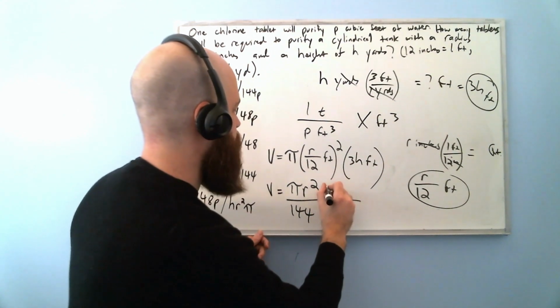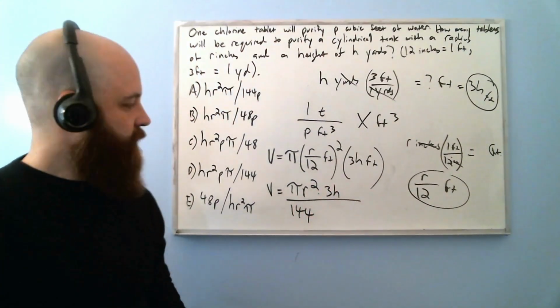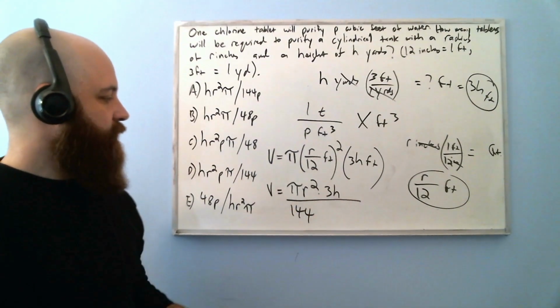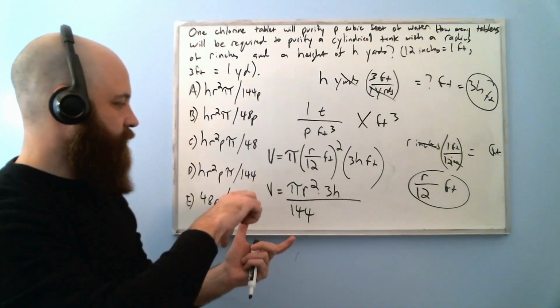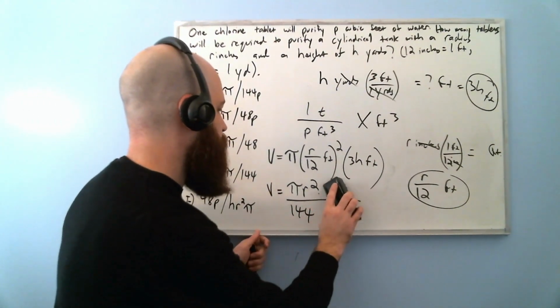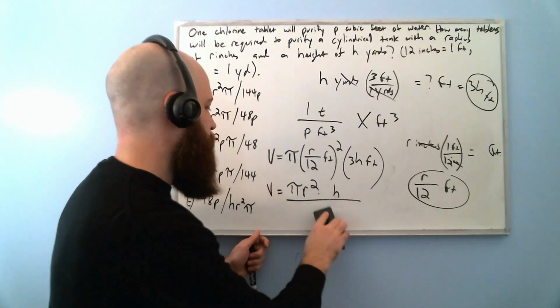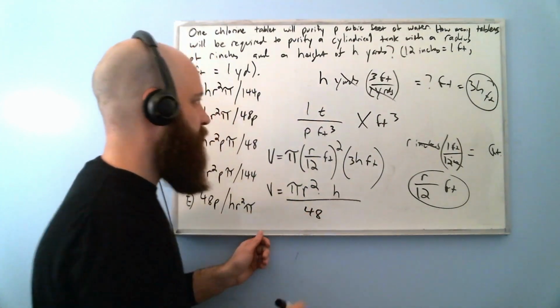So that's times 3h. Okay, now can I simplify this at all? Well, 3 into 144. I believe that's 48, right? 3 times 40 is 120, plus another 24 on top is 144. Okay, so I'll simplify this to pi r squared h over 48 is the volume.